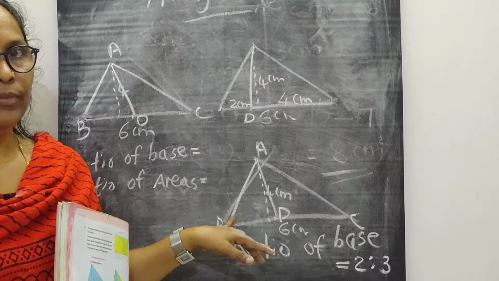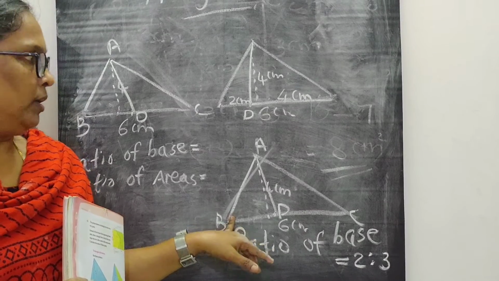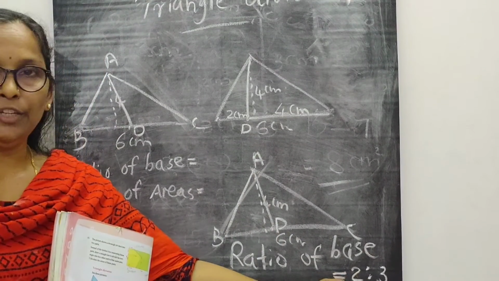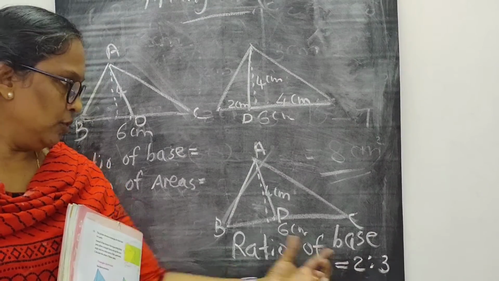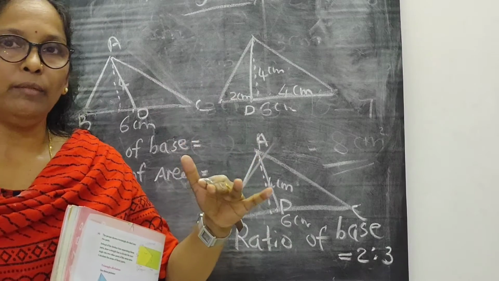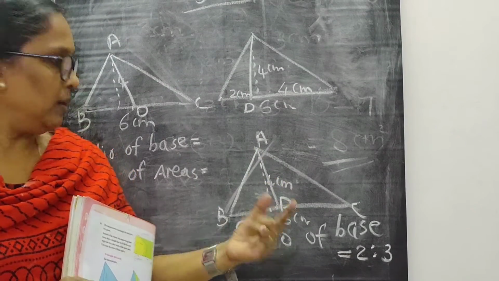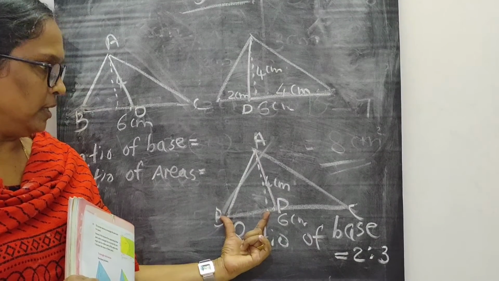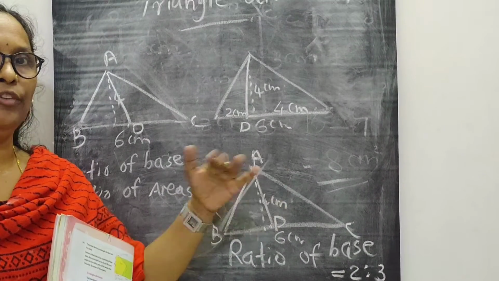Are you ready? Okay, so 2:3 means in this case also there is one change. The ratio is only given as 2:3. So here you have to get the length. To get the area we need base and height. Height is already 4 centimeter, but the base is not given in this case. So you have to get the base.